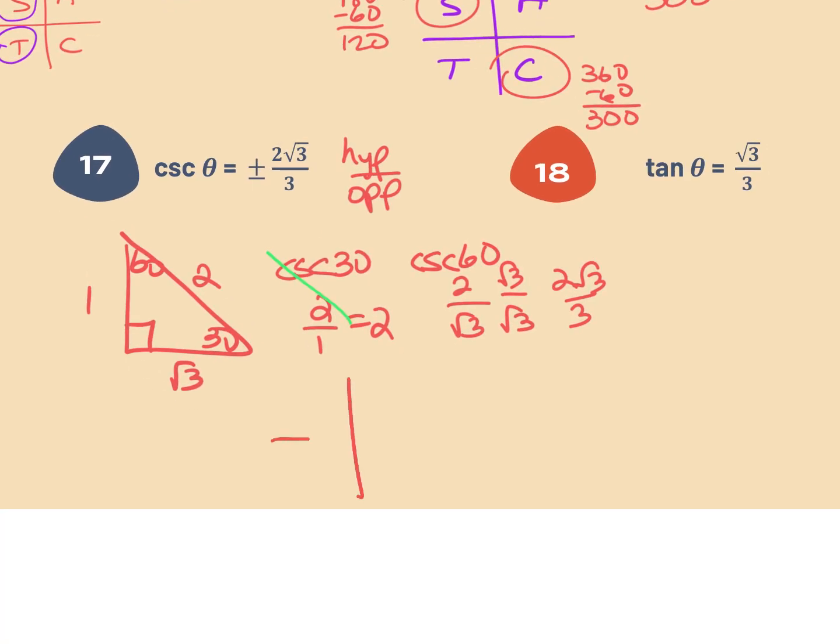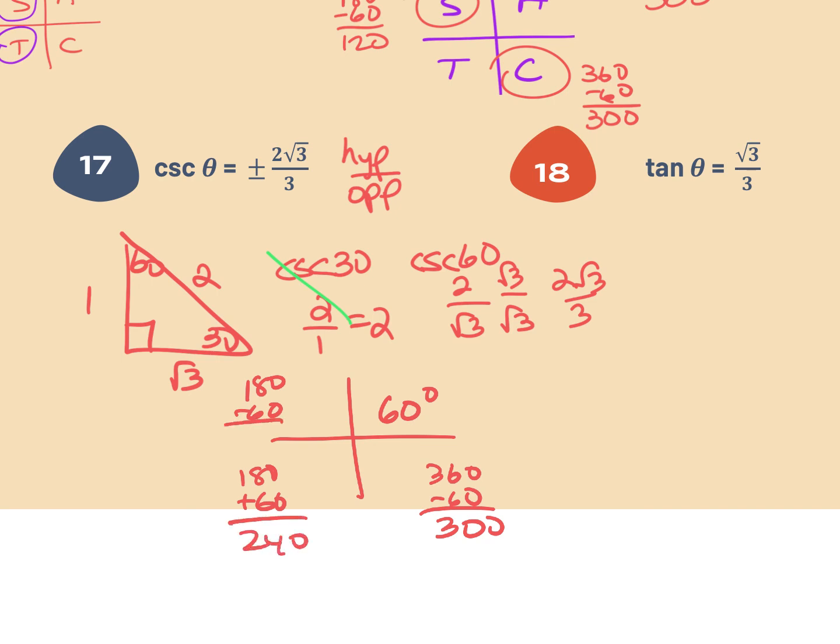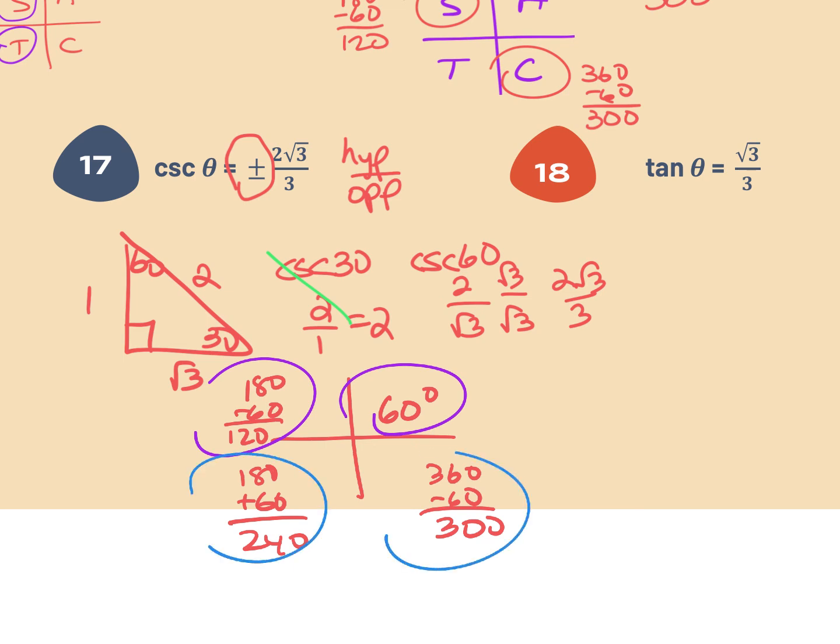So now I'm going to do all four of them. So 60 degrees here, 180 minus 60, 180 plus 60, 360 minus 60: 120, 240, 300. So the four answers, because it's plus minus: cosecant is positive here and here, and then it would be negative here and here. But because it's plus minus, it's all four answers. So 60, 120, 240, 300.